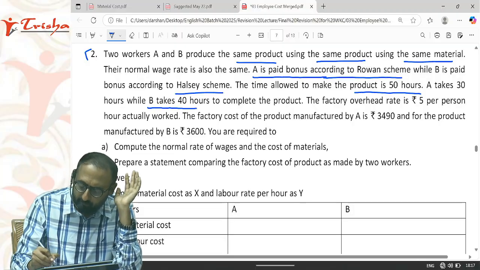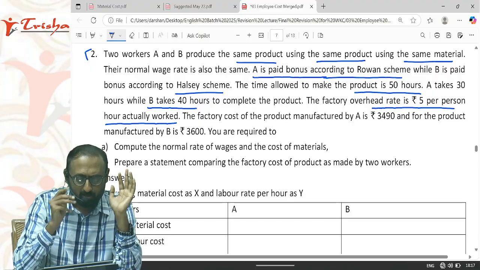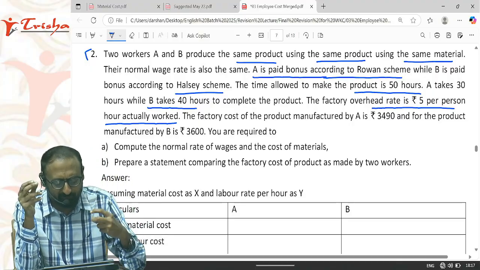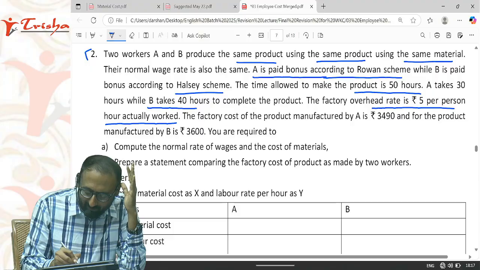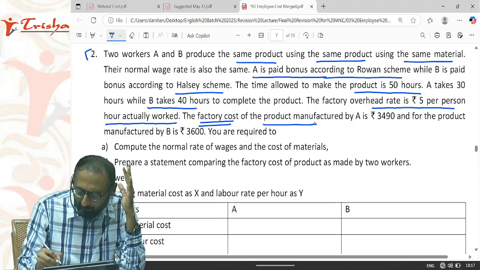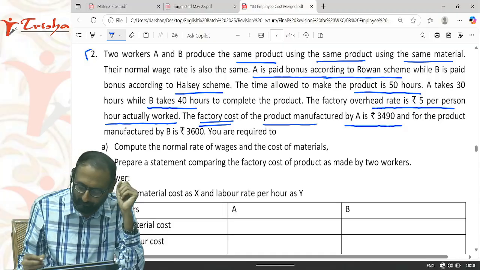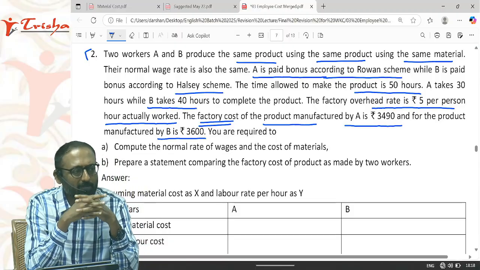Next one. Factory overhead rate is 5 rupees per hour actually worked. So 5 multiplied by 30, 5 multiplied by 40. Next one. Factory cost: the factory cost of the product manufactured by A is 3490, and for B it is 3600.